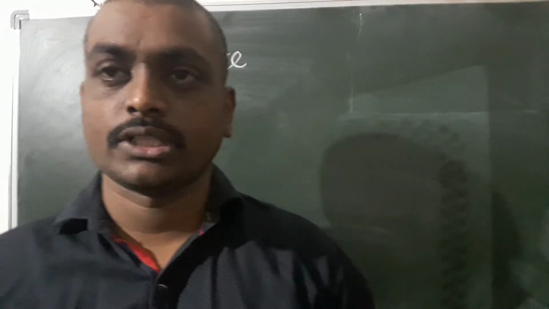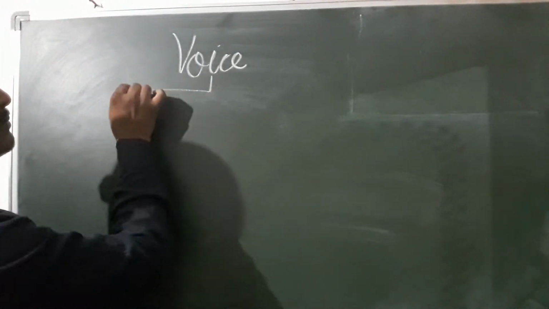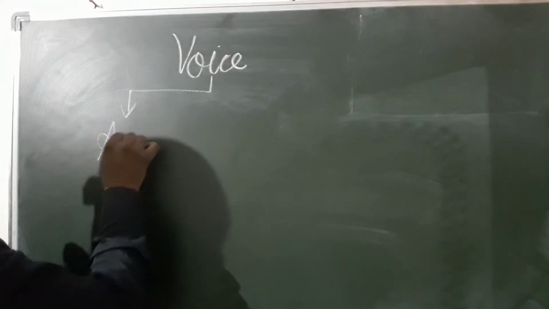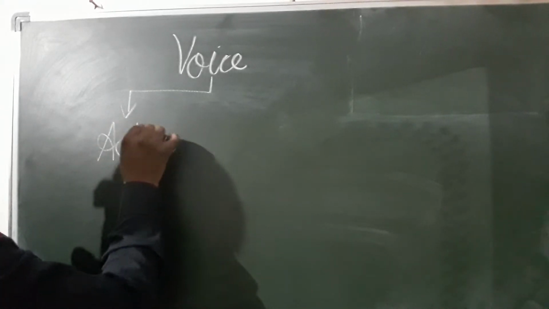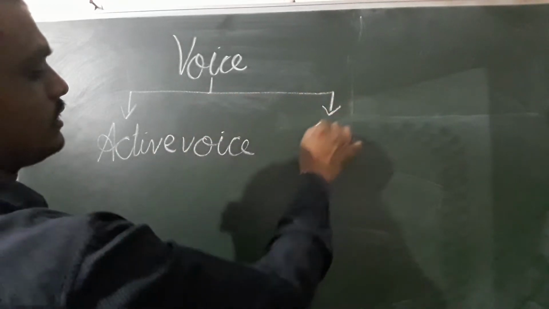So friends, do you know what is the meaning of voice? Voice is a form of verb which shows whether the subject is a doer of an action or a receiver of an action. If the subject is a doer of an action, it is active voice, and if the subject is a receiver of an action, it is passive voice. So there are two kinds of voice in English. First is active voice, and another is passive voice.